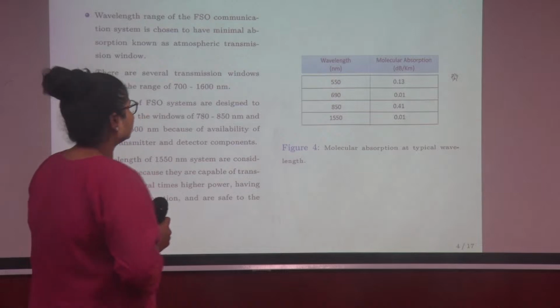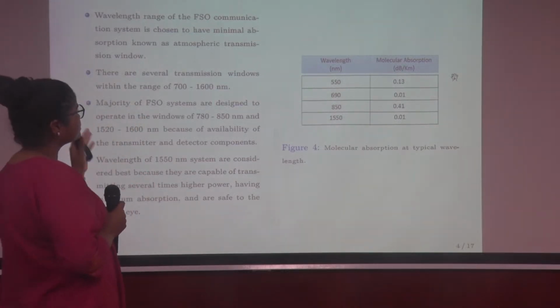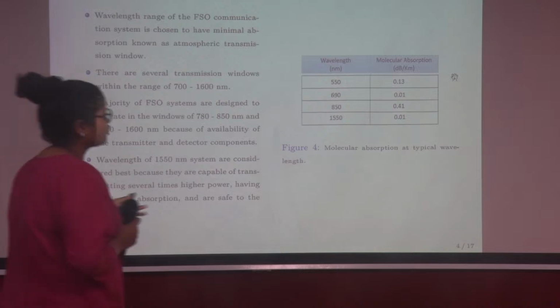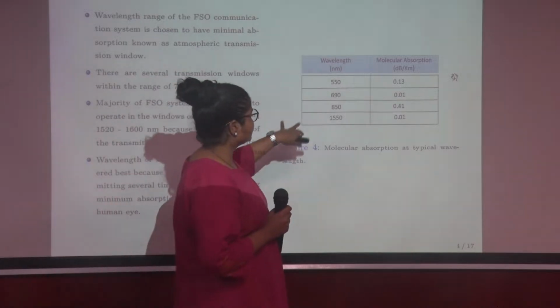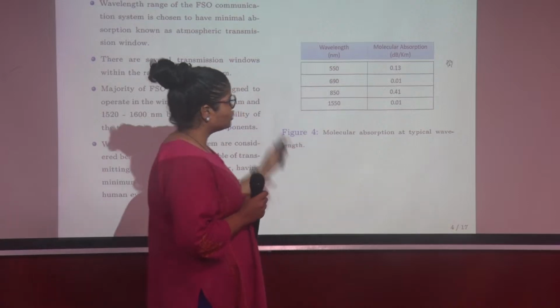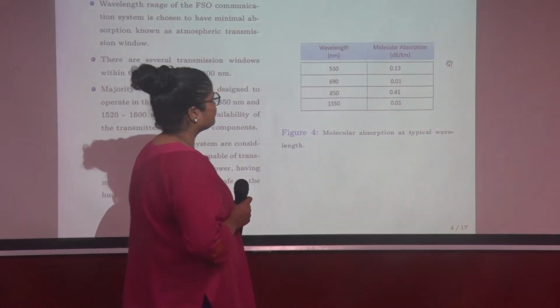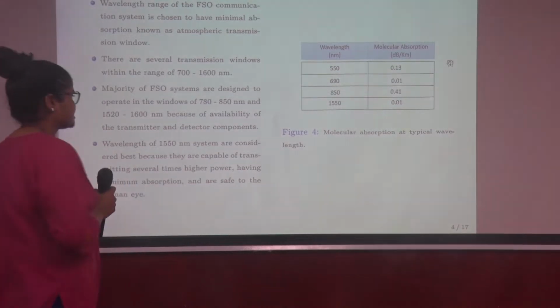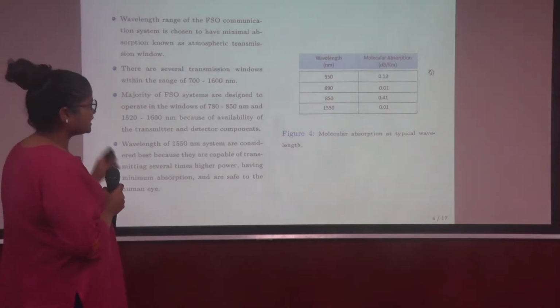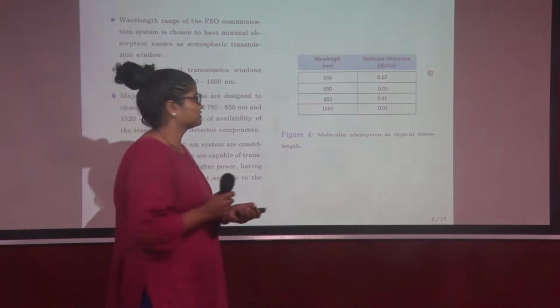The main wavelength range for the FSO system is 700 to 1600 nanometers. From the table, we can see that the wavelengths 690 and 1550 have the lowest molecular absorption. Among these two, 1550 is considered the best because it has low absorption as well as being safe for the human eye.